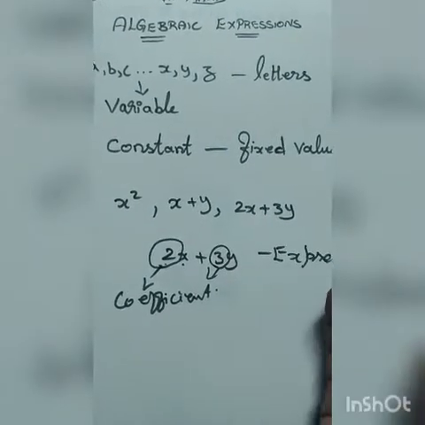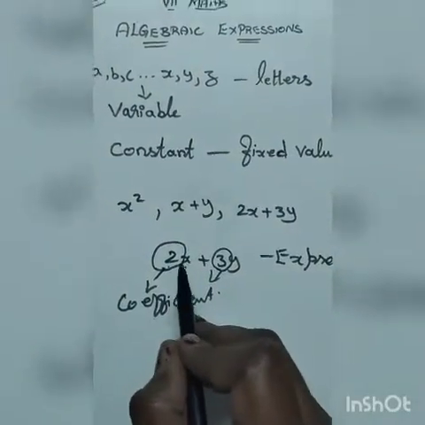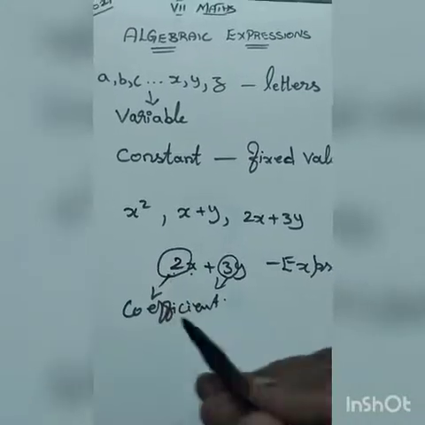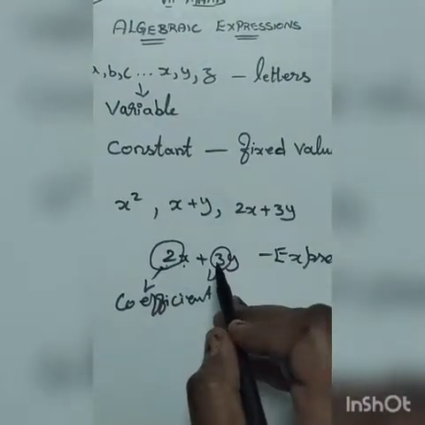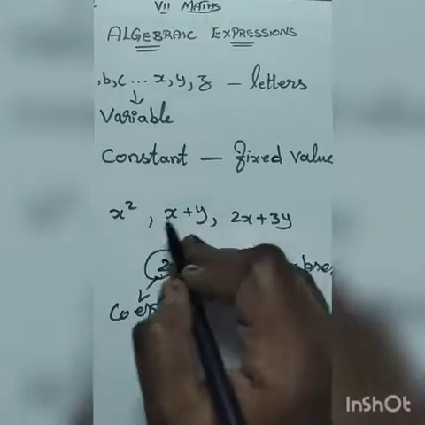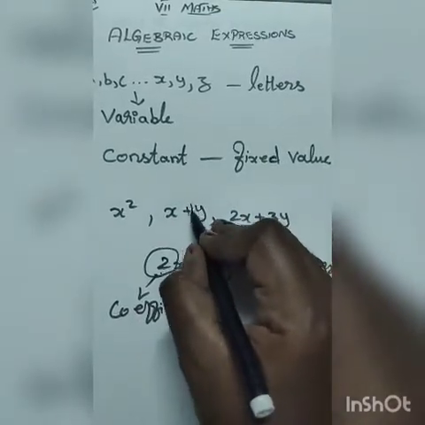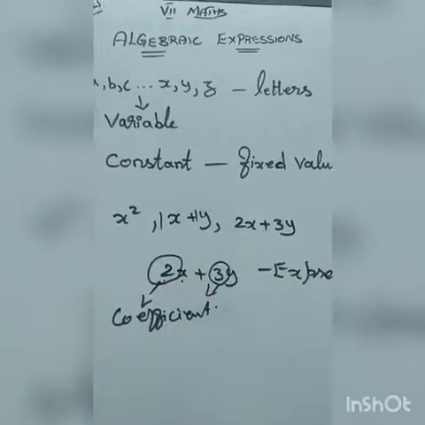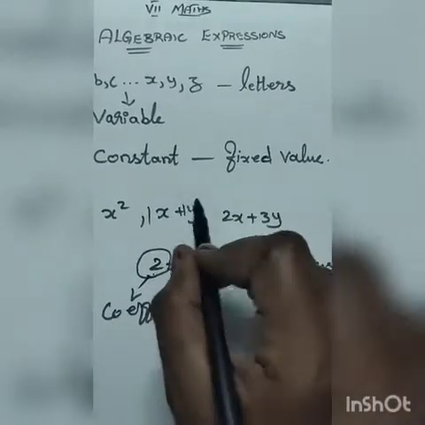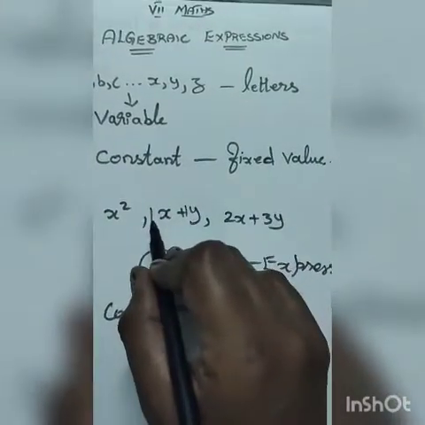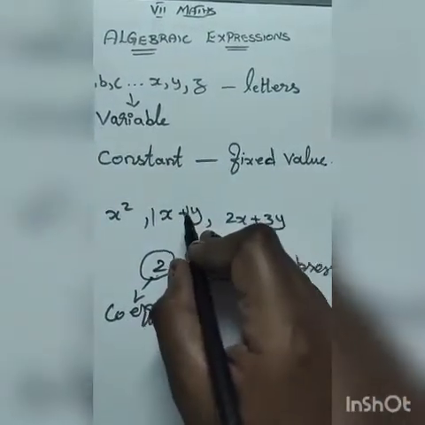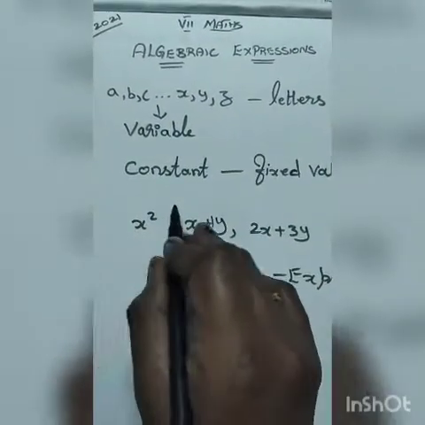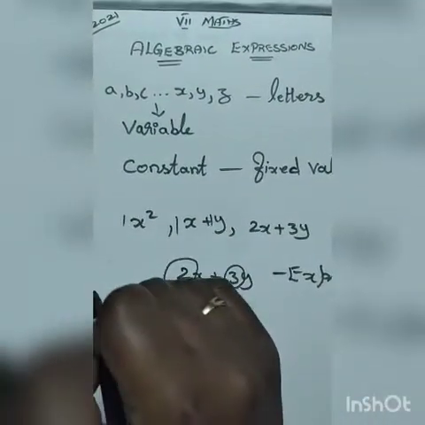Now, what is the coefficient of x? We say it is 2. What is the coefficient of y? We say it is 3. Here nothing is written, so we have 1 here. We should analyze that. What is the coefficient of x? 1. What is the coefficient of y here? 1. Here, what is the coefficient of this x square? Again 1.